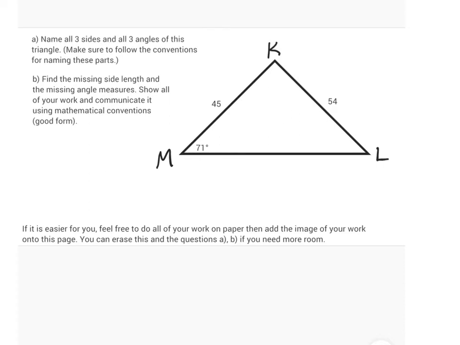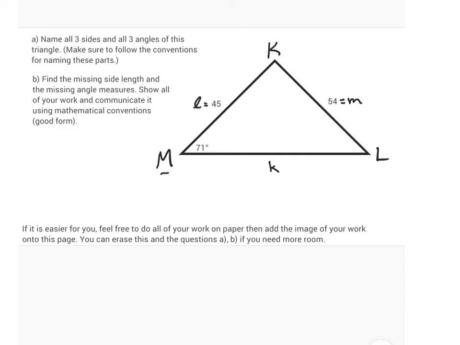All three sides. All right, so this 54 over here, that's going to be little m because it's opposite to big M. This 45 will be little l because it's opposite to big L. And this will be little k. So I use all three the same letters, but they're lowercase because they're side lengths. All right, so I followed all the conventions.